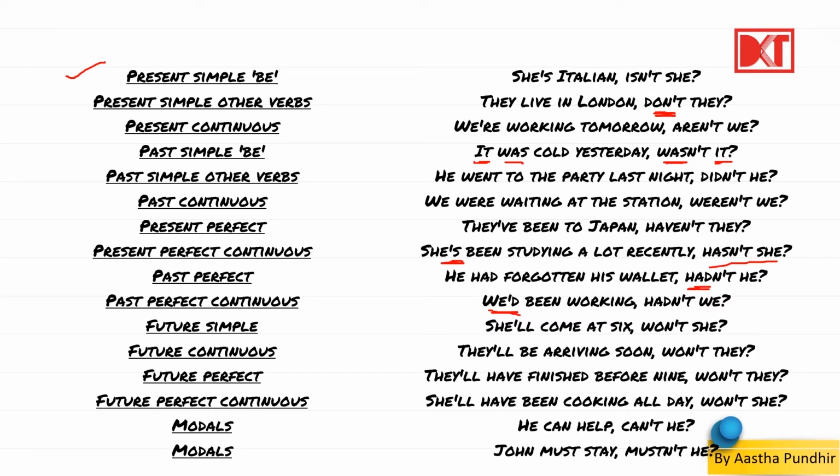Alright. Then we have future simple. She'll come at 6, won't she? Future continuous. They'll be arriving soon, won't they? Future perfect. They'll have finished before 9, won't they? And future perfect continuous. She'll have been cooking all day, won't she? Here we have modals. A few examples like here of can. He can help, can't he? And for here, John must stay, mustn't he? Okay.